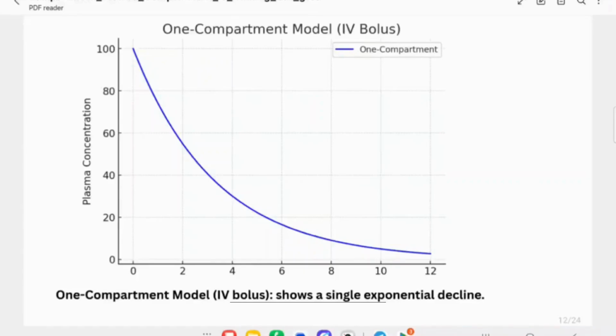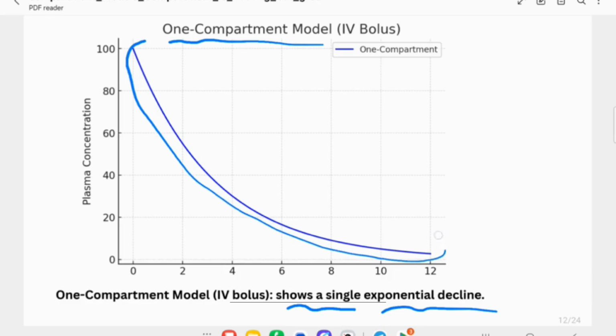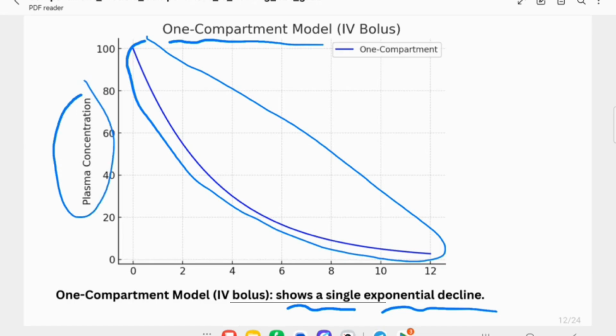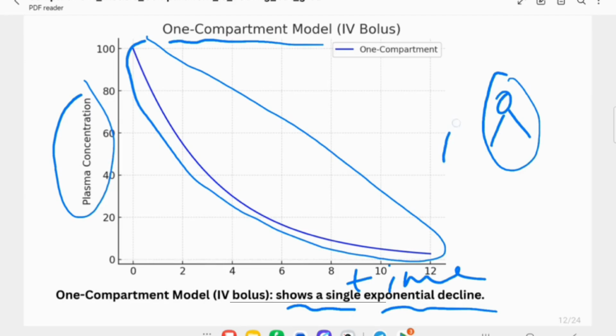Here we can see a graphical representation of the one compartment model. When we see the curve, it shows a single exponential decline. On the x-axis we have taken the plasma drug concentration, and on the y-axis we have taken the time. Because we are considering the whole body as a single compartment, the drug is going to distribute rapidly and eliminate rapidly.